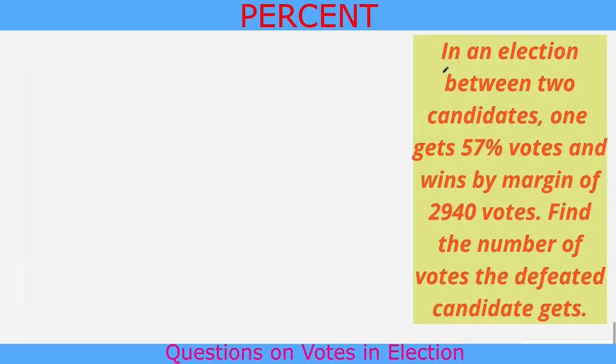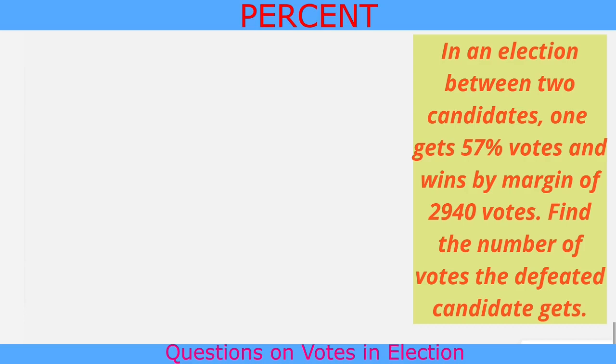We go to the next question, and the question is, in an election between two candidates, one gets 57% votes and wins by a margin of 2940 votes. Find the number of votes the defeated candidate gets. In earlier questions, we solved for votes of winning candidates or the margin by which the winning candidate wins or the total number of votes. Similarly, this question is for finding the votes of the defeated candidate.